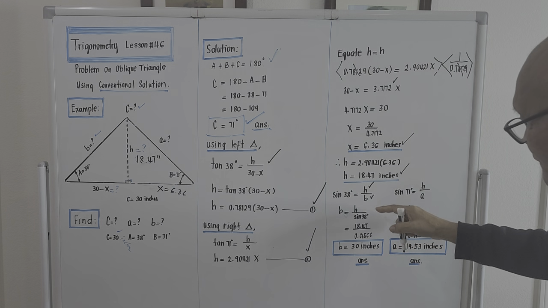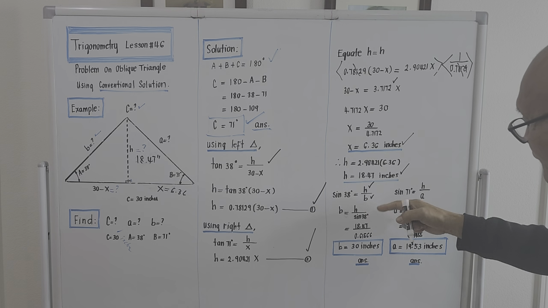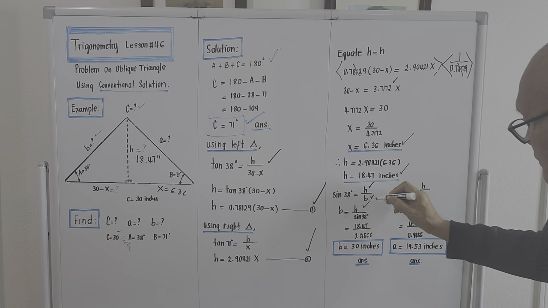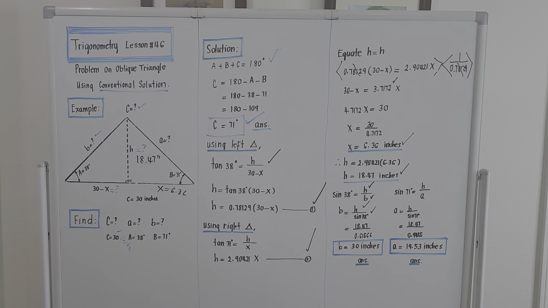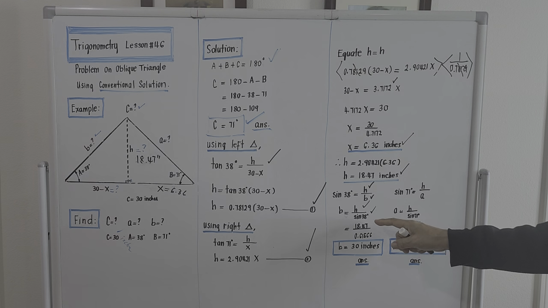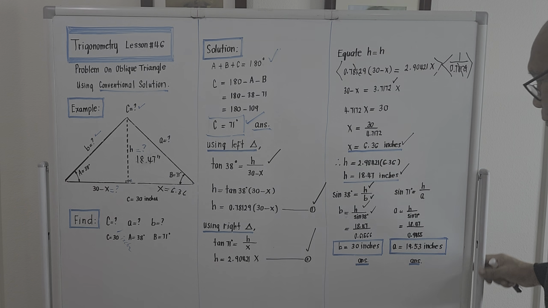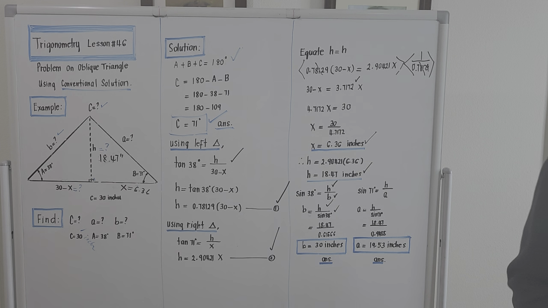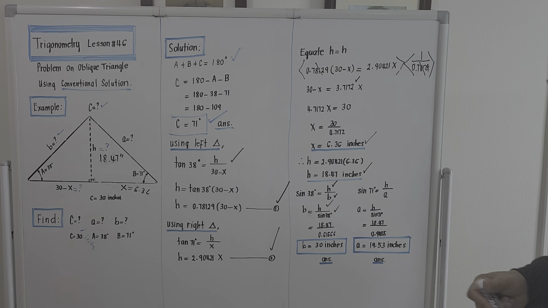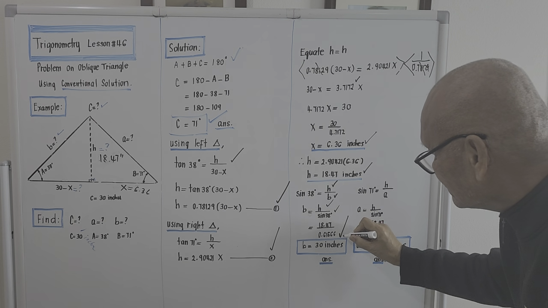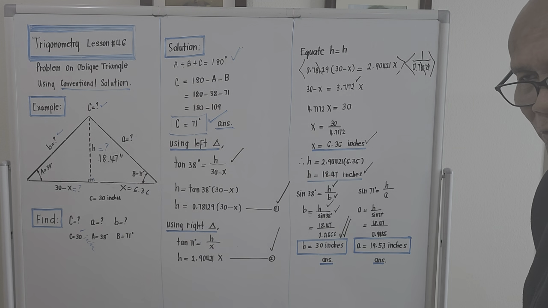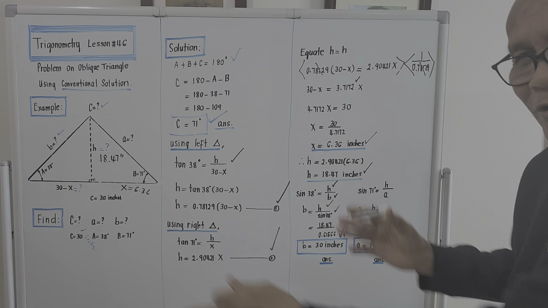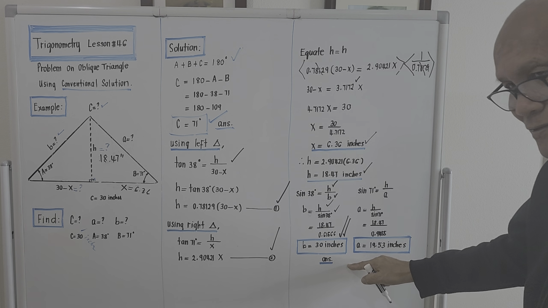So B, small letter b, will be equal to, we manipulate this one, this will go up, this will go down, so it will be h over sine of 38 degrees. h is 18.47. Sine of 38 is 0.61566. If we divide this, I use my calculator, this is exactly 30 inches. From the previous solution using the sine law, the value of B is 30 inches. So by using the conventional solution, still the value of B is 30 inches.